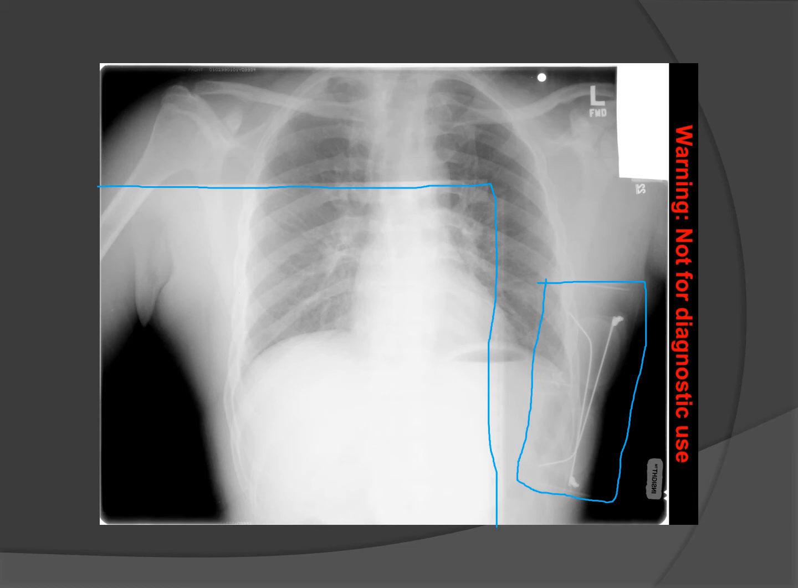So clearly this image is not of diagnostic quality because we have definitely two different shades going on here because of the image receptor being placed on top of it, and also we have the patient's glasses in the middle of the anatomy.